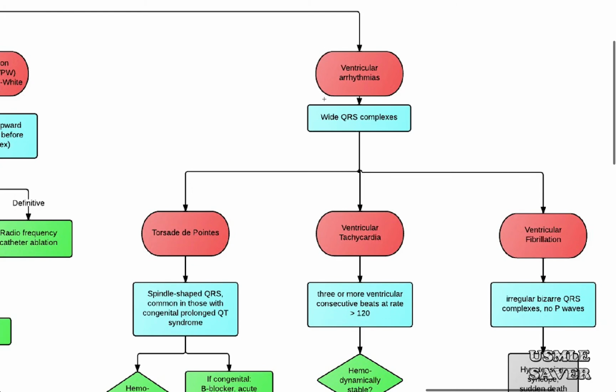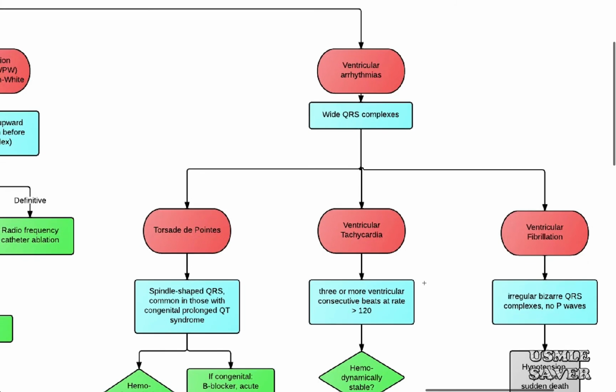So the first thing we want to remember here is that all ventricular arrhythmias have a wide QRS complex. So if you see a question about wide QRS, then you know the question is about one of these three. One more thing you want to know is, in ventricular fibrillation, the patient does not have a pulse. A patient with torsades and VTach may or may not have a pulse, but a patient with VFib never has a pulse.